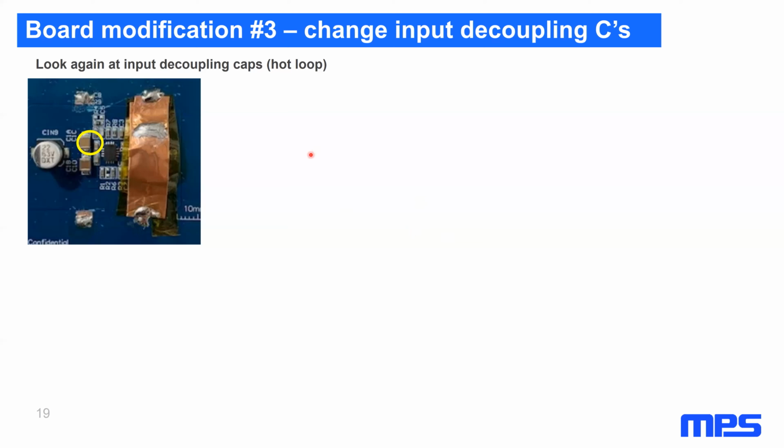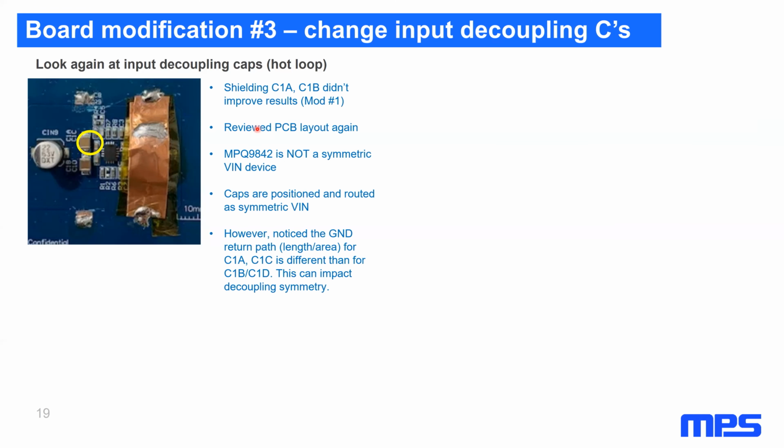So next, I still have a sneaking suspicion that I may be missing something here related to the input decoupling. I've looked at a lot of converter designs, and something just didn't sit right with me here, that when I shielded this, I didn't really see much of any difference. So I decided to go back and take a closer look.